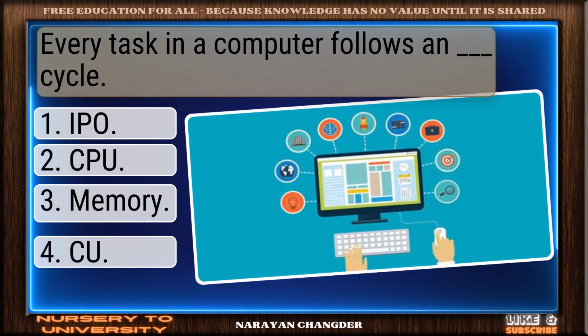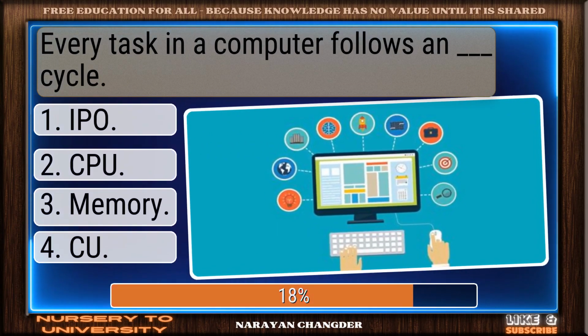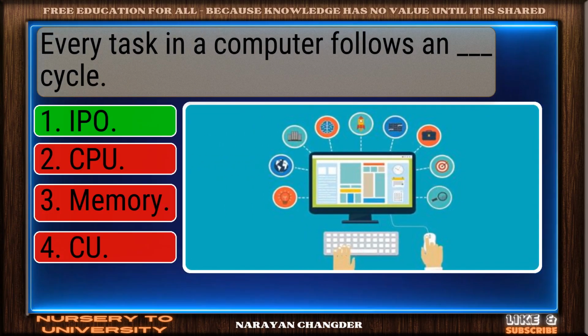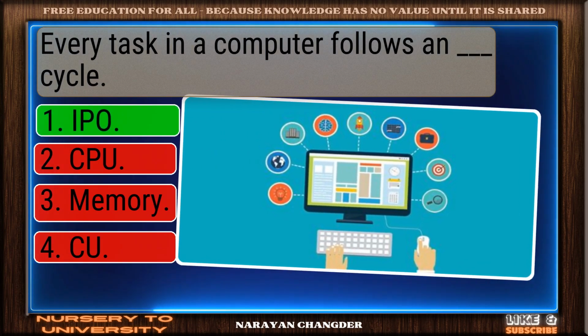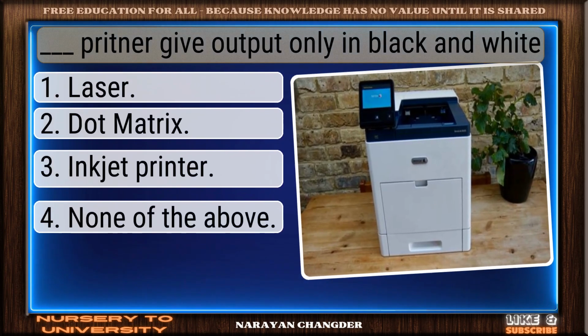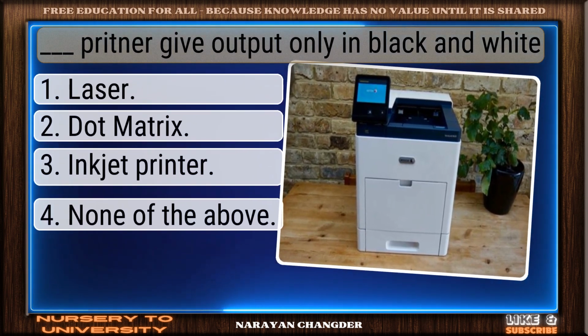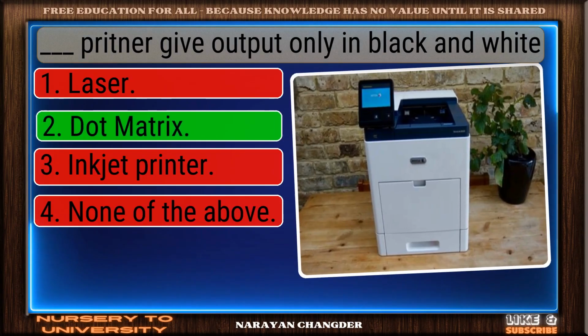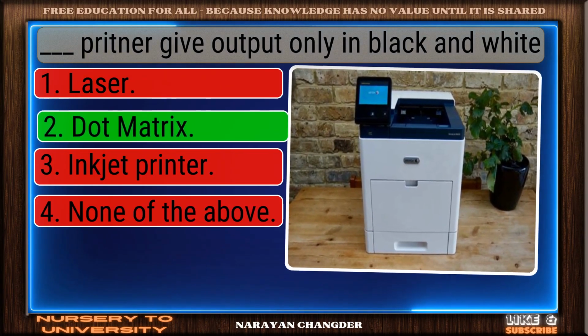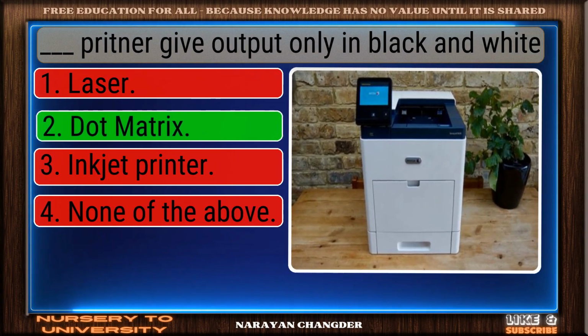Every task in a computer follows a dash cycle. Excellent choice. IPO is the right answer. Dash printer gives output only in black and white. Right choice. Dot matrix is the best answer.